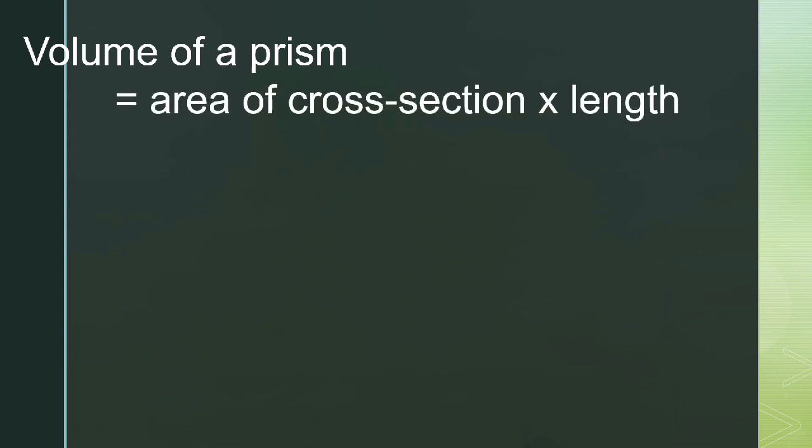In solving the volume of a prism, we have a formula: area of cross-section times length.